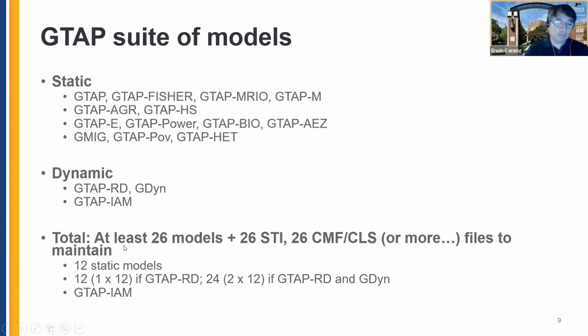So in total, if you count all of them, there are at least 26 models, plus 26 STI files and 26 CMF files that we have to maintain, if we're producing each static model separately from another. So that means you have 12 static models, and then another 12 if you have GTAP-RD, because GTAP-RD is modular, so you can just add it at the bottom of each code, with a few changes needed in some modules. And then this will be 24 if you're a GDyn user and you want to have all of these features in GDyn. And there's another one, GTAP-IAM, which is a recursive dynamic model with almost all the features of these different models on top.